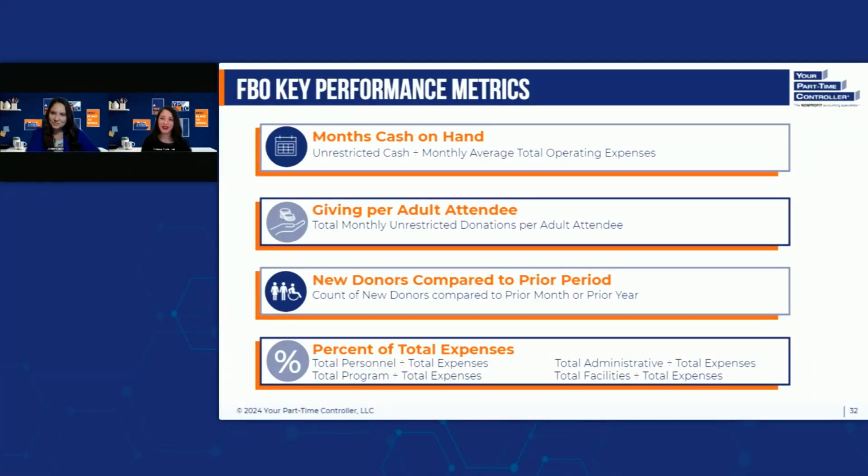So giving per adult attendee, where we see what is that total monthly unrestricted donations per adult attendee, and then new donors compared to prior period. So this is more of a count of those new donors. So it's still a number, but not necessarily a dollar value, where you're seeing how many people are attending this particular program or this particular service in comparison to prior month or to prior year.